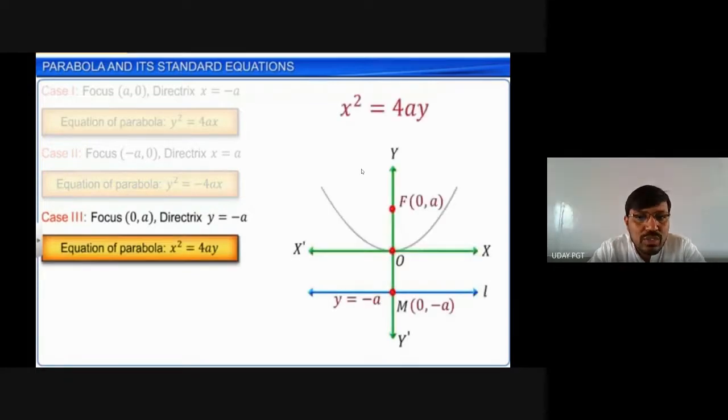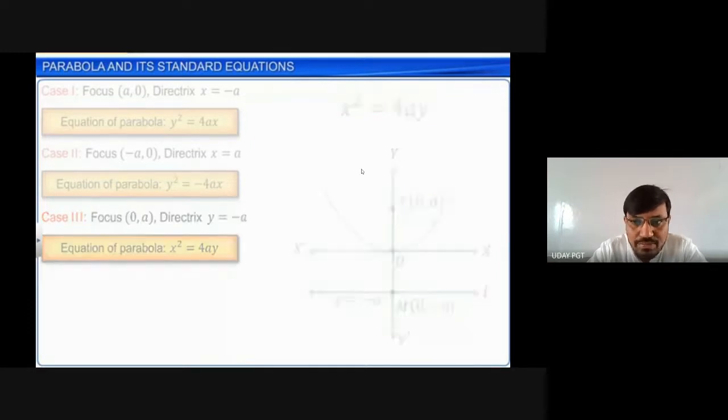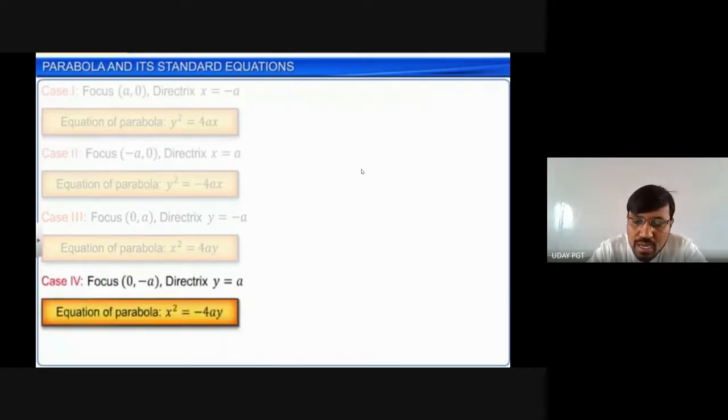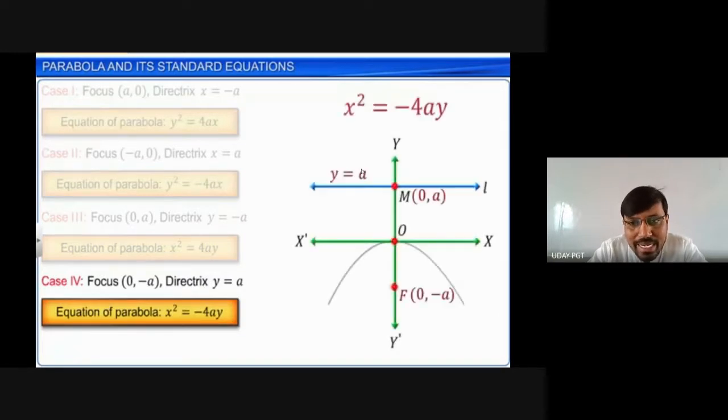Third case, when it is open upwards, the equation is x square equals 4ay. We are going to get it. This you can also solve in the same way. In this situation, the focus is 0 comma a and the directrix is y equals minus a. The fourth case is focus 0 comma minus a and directrix y equals a. The equation of the parabola is x square equals minus 4ay.